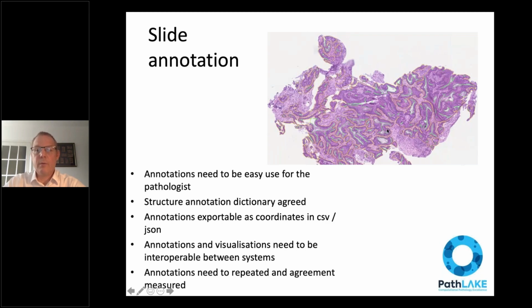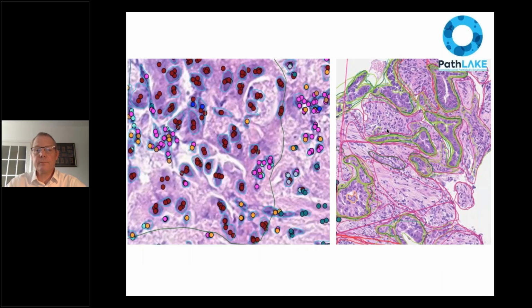Finally, I want to say about these annotations, it's important that you repeat them with different pathologists. So in our case for PathLAKE, each of these annotations is produced in triplicate by three different pathologists. We have pathologists working in teams of 3, therefore looking at each of the slides and annotating them accordingly. And that gives you a level of agreement between particular objects of interest which have been annotated.